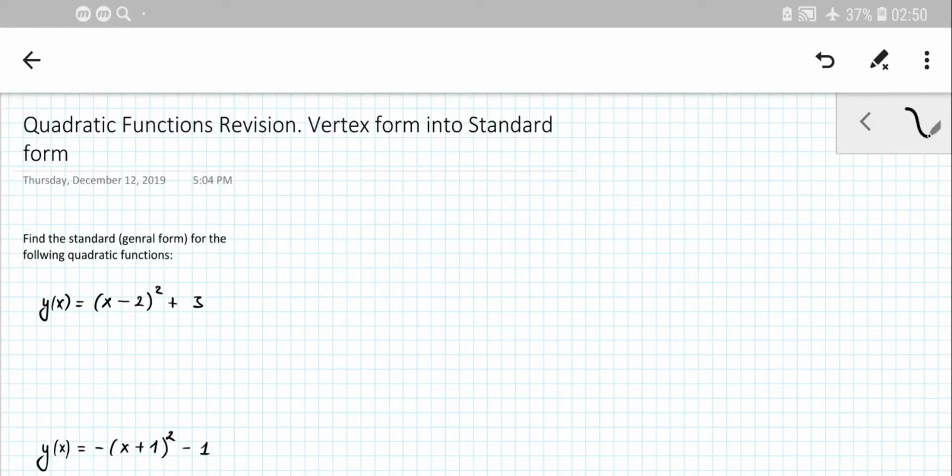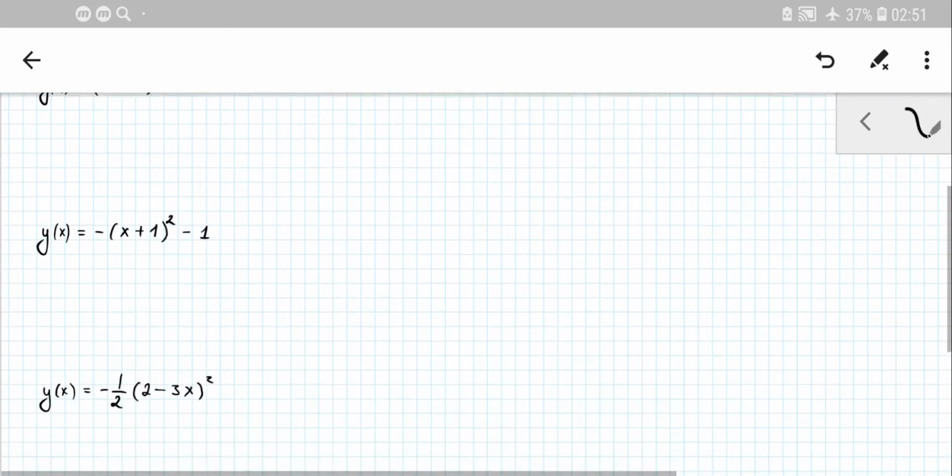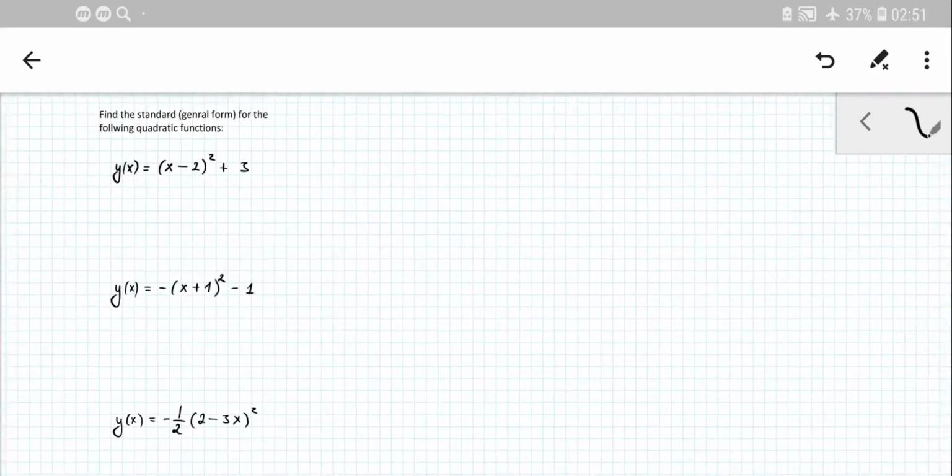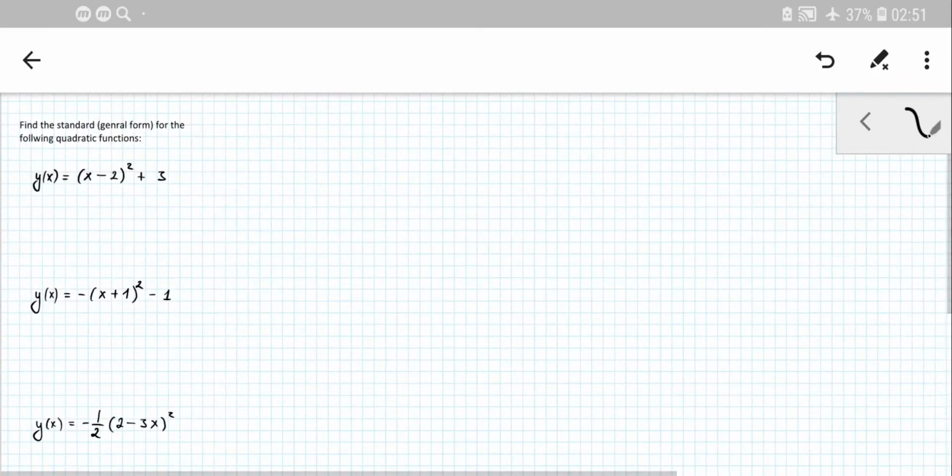Alright guys, we're doing a revision dedicated to quadratic functions. We discussed the question of how to come from the vertex form into the standard form, right? So we have how many questions here? Oh yeah, we have 3 questions.